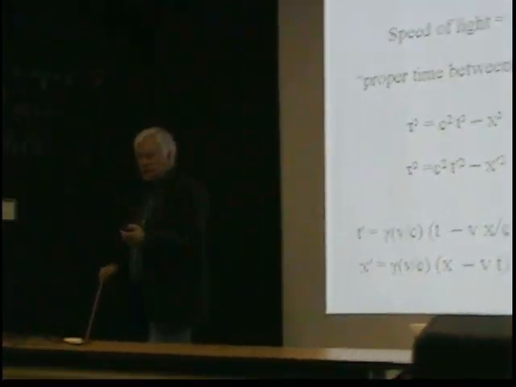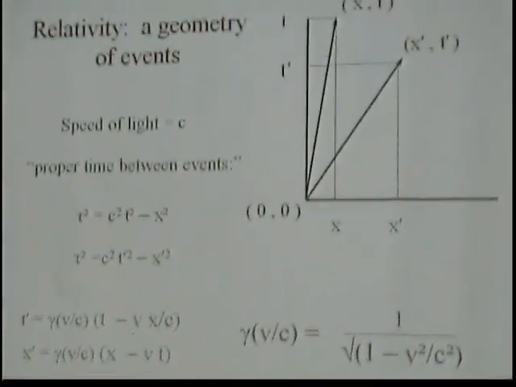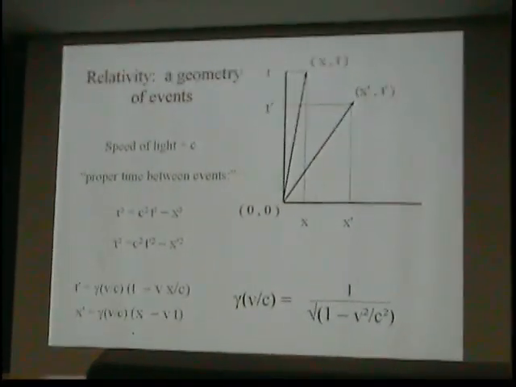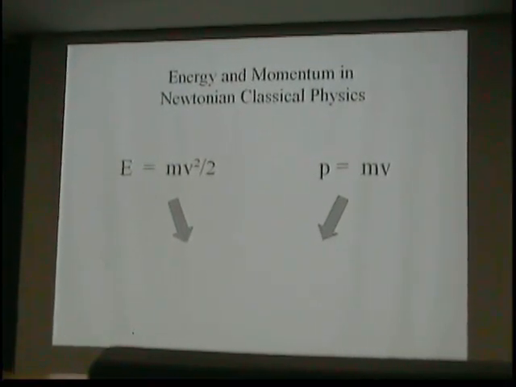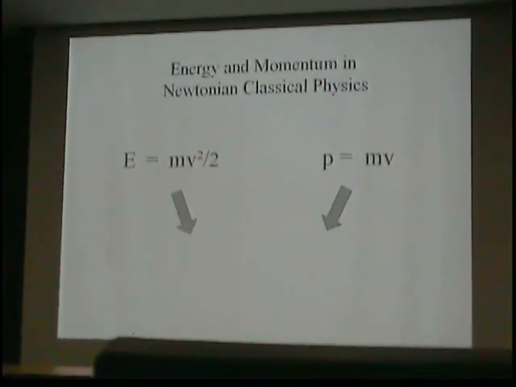This is called the Lorentz transformation. It's not called the Einstein transformation. Lorentz had kind of guessed it a little bit before Einstein. Now, this is what happens.